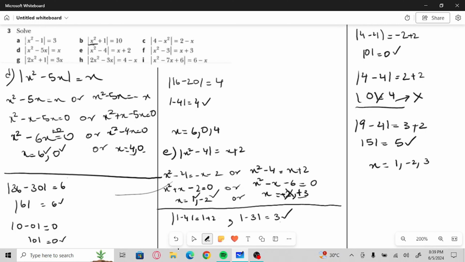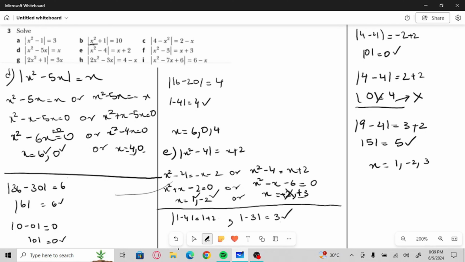The last value is -2. -2 squared is 4. 4 minus 3 equals modulus of -2 plus 3. 4 minus 3 is 1, and -2 plus 3 is also 1. So this is the correct value again. So we have 3 values for x for part F, in fact 4 values: -1, 0, 3, and -2. So these are the 4 values.